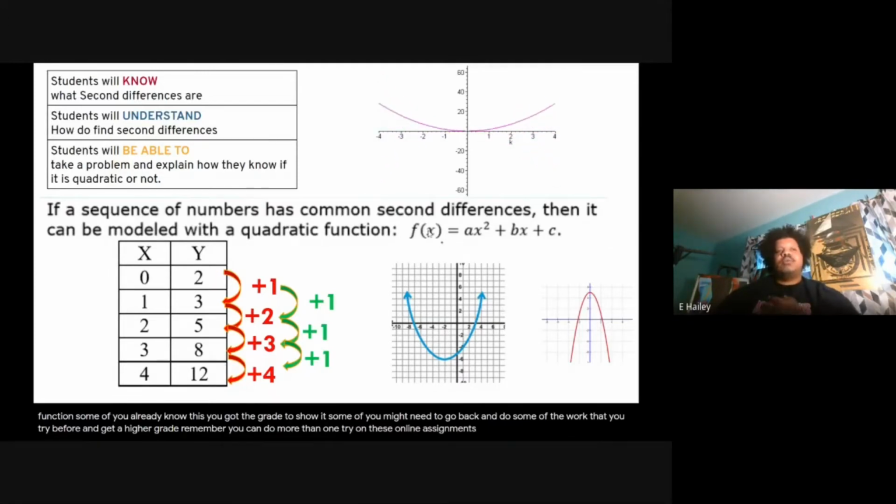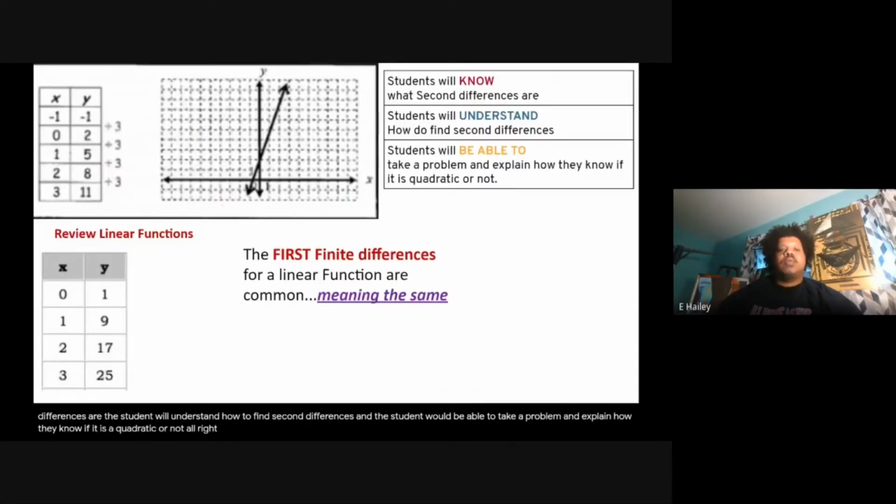Okay, so today the student will know what second differences are. The student will understand how to find second differences, and the student will be able to take a problem and explain how they know if it is a quadratic or not. All right. So before we go into the quadratic part, let's review linear functions. If you see a table, how do you know if it's a linear function?